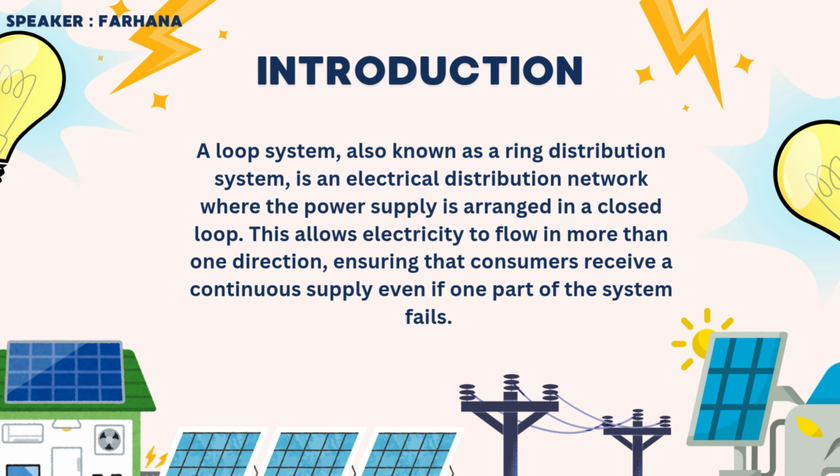The introduction: a loop system, also known as a ring distribution system, is an electrical distribution network where the power supply is arranged in a closed loop. This allows electricity to flow in more than one direction, ensuring that consumers receive a continuous supply even if one part of the system fails.